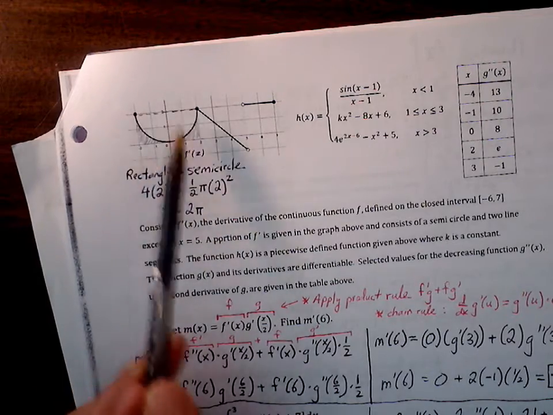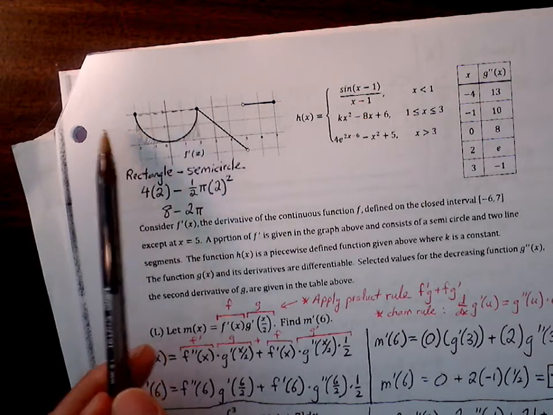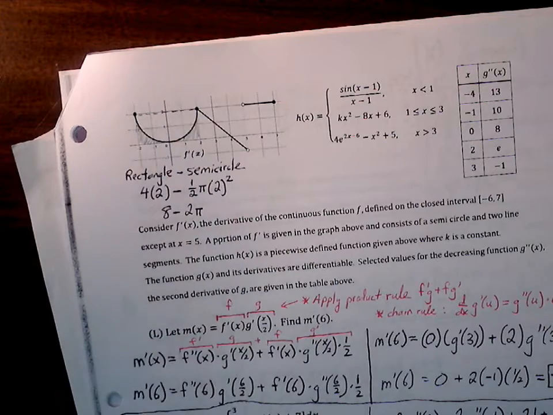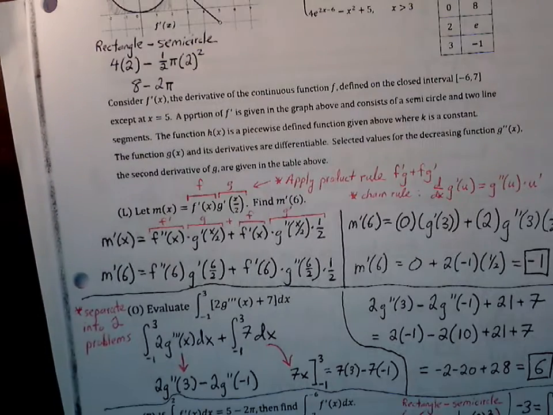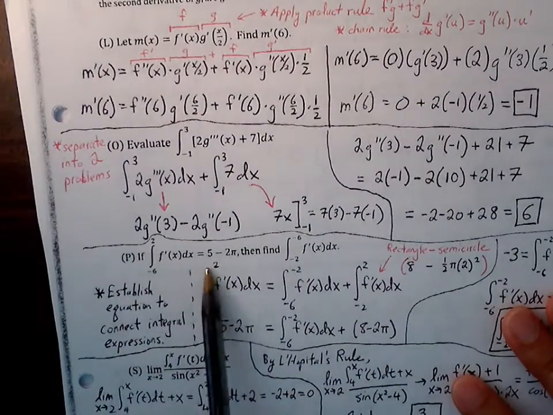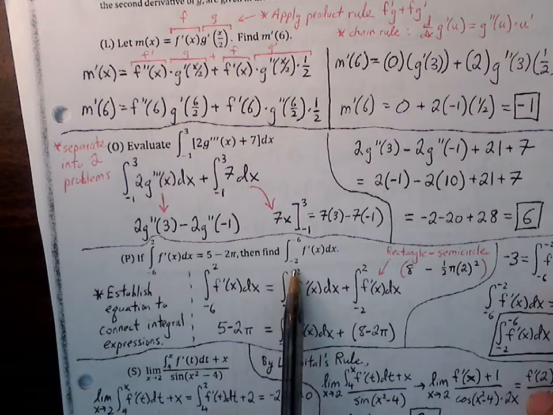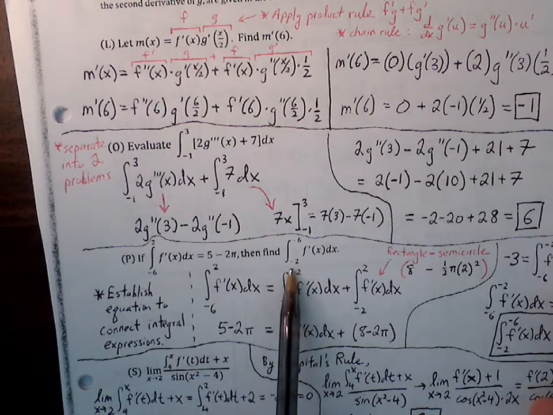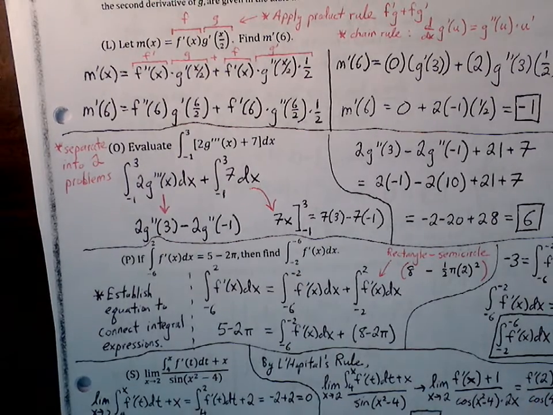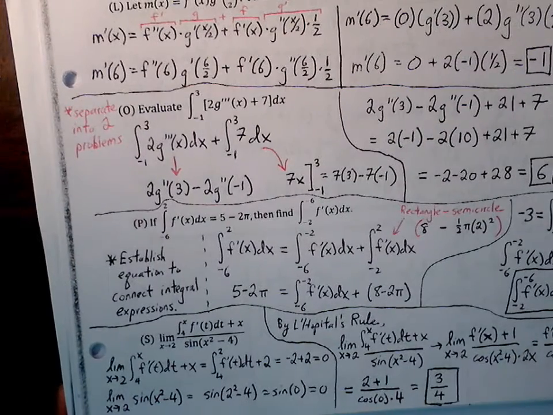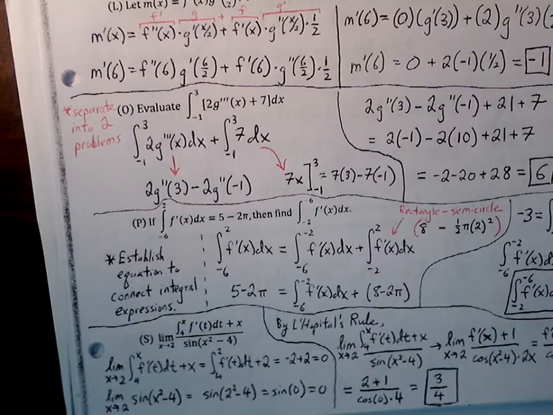All that is going to add up to this value here, 5 minus 2 pi. But we want to find the region that we can't see, this definite integral from -6 to -2. Now let's establish an equation that connects all these integral expressions together.